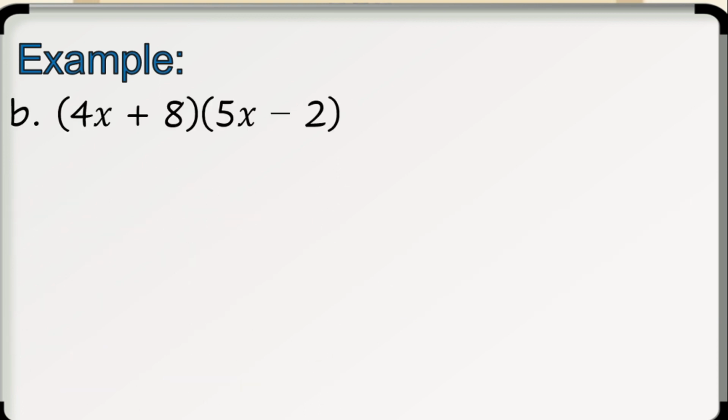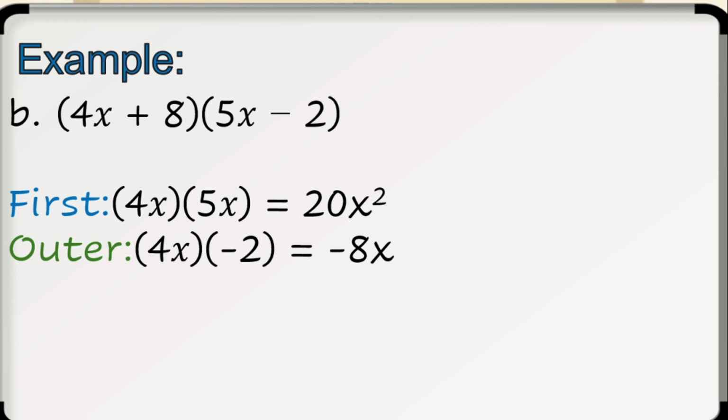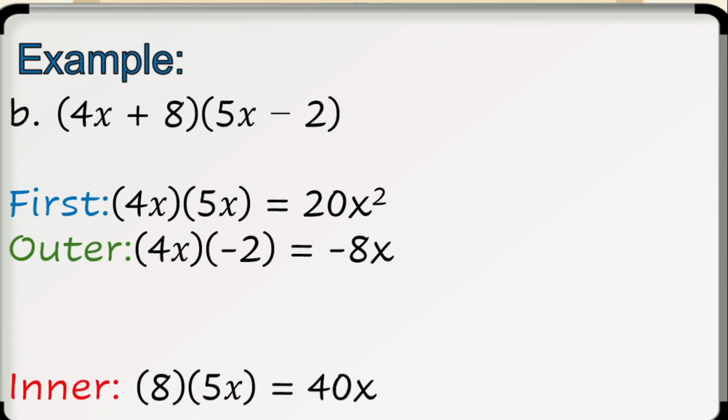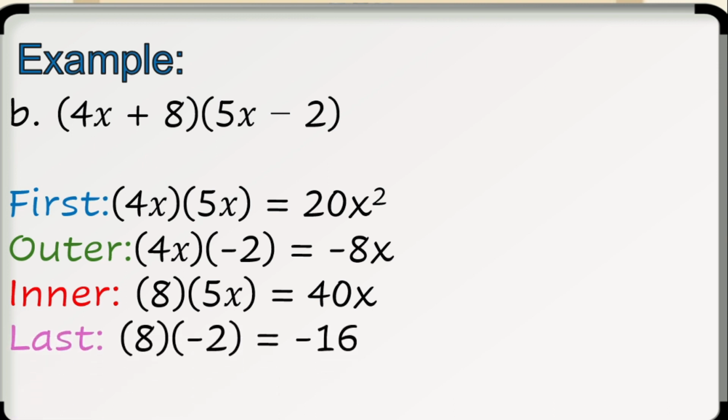Example letter B. The quantity of 4x plus 8 times the quantity of 5x minus 2. Applying the FOIL method, we have, for first, 4x times 5x equals 20x squared. For outer, we have 4x times negative 2 equals negative 8x. For inner, we have 8 times 5x equals 40x. And for last, we have 8 times negative 2 equals negative 16.